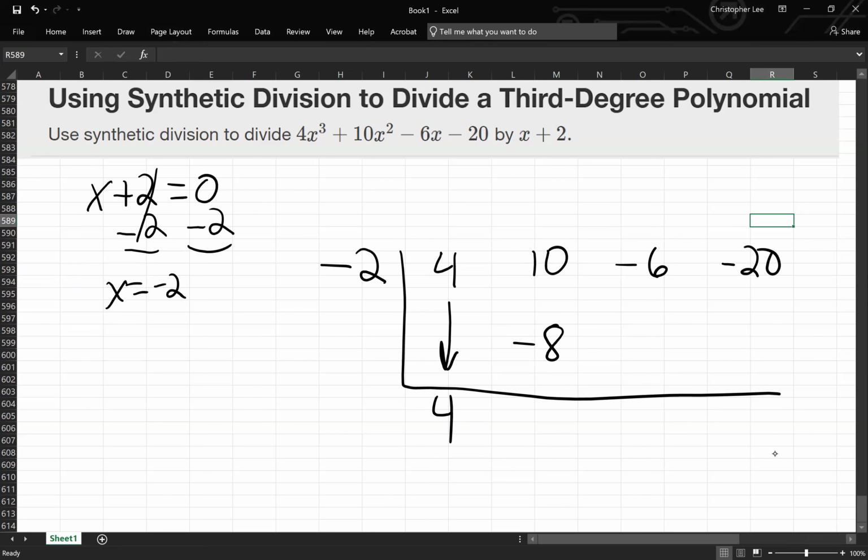Now, 10 plus -8 is 2, right? Now, -2 times 2 is -4. Now, -6 plus -4 is -10. Now, -2 times -10 is +20, right? And then -20 plus 20 is 0. Perfect.